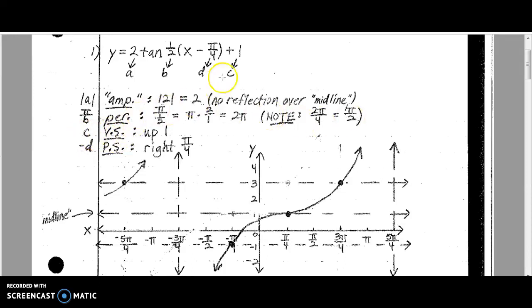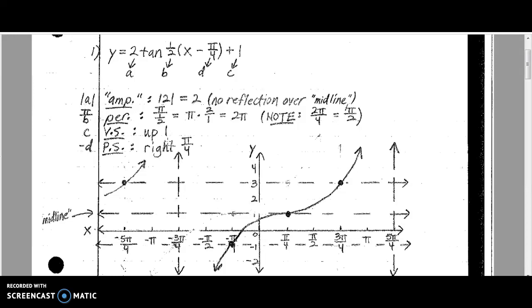Vertical shift is the C value, so since it's plus 1, that means my vertical shift is going to go up 1. And my phase shift is the opposite of D. So if my D is negative pi over 4, that means I'm shifting right pi over 4. Once I have all this, I'm ready to graph.